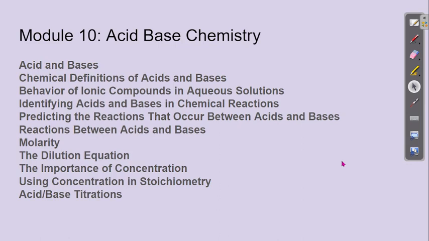Molarity, the dilution equation, the importance of concentration. Using concentration in stoichiometry, and acid-base titrations. So if you don't remember stoichiometry, go back and review module 6, I think. Go back and make sure that you understand stoichiometry because we're going to be using it again.